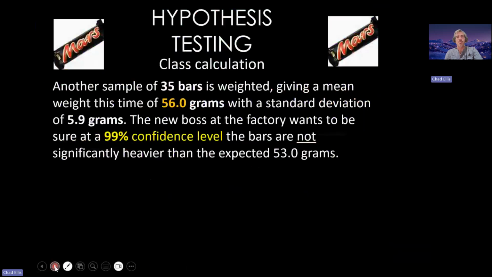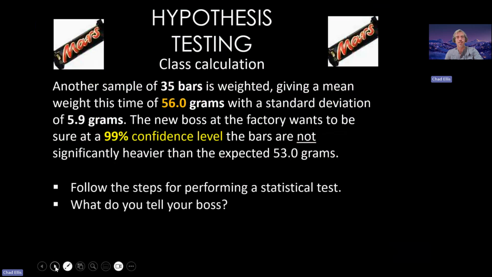So imagine if you wanted to do this again and you wanted to be even more sure, and you want to go to a 99% confidence level that the bars from your sample are not significantly heavier than the expected 53 grams. So what steps would you follow in performing the test, and by doing the steps of the test, what do you actually end up telling your boss?